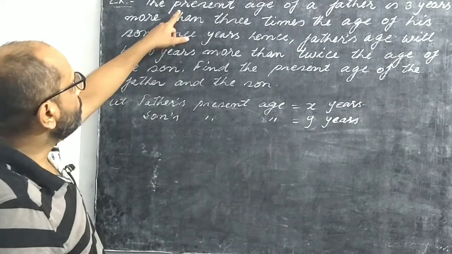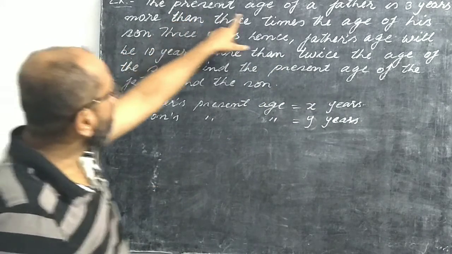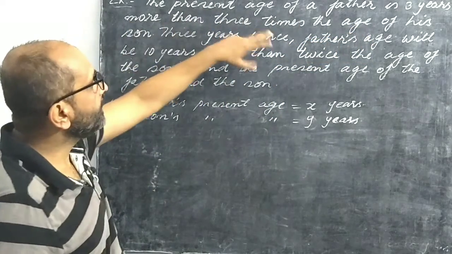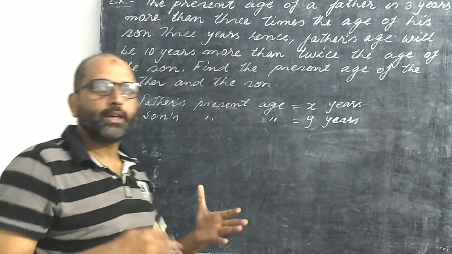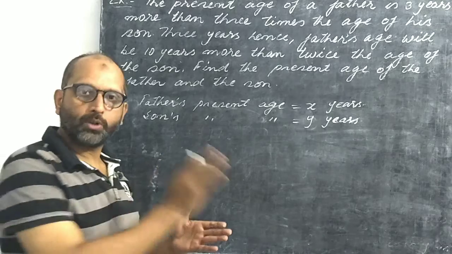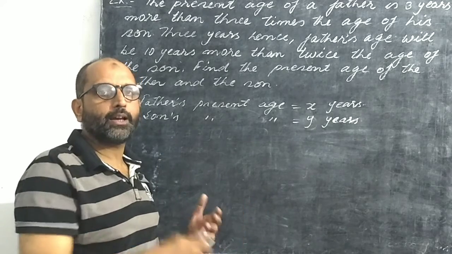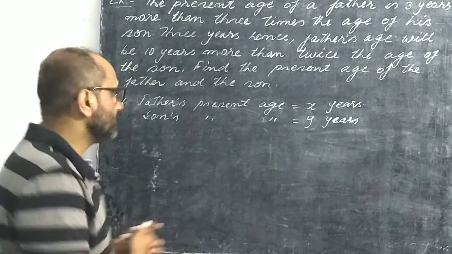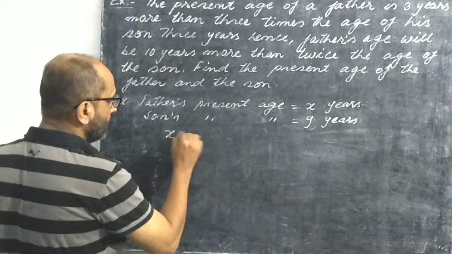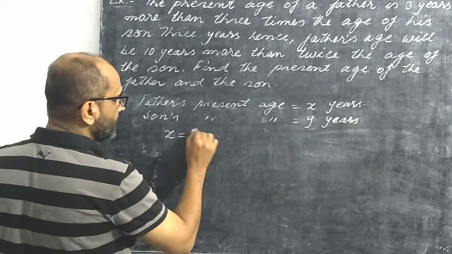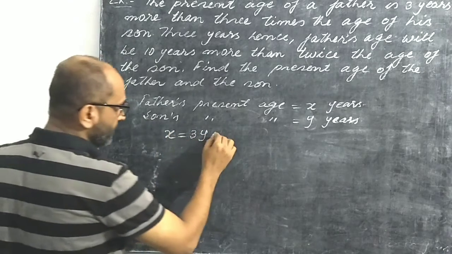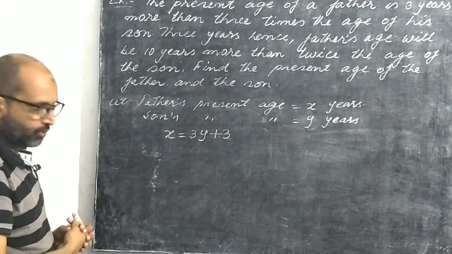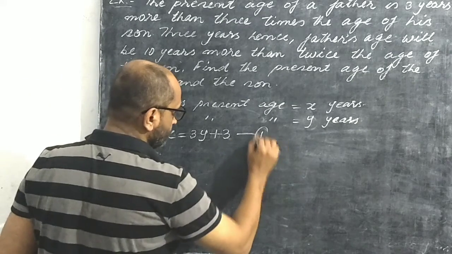So the first condition given in the problem is the present age of father is 3 years more than 3 times the age of his son. That means if we add 3 to 3 times son's age, we get father's age. Father's age is X and son's age is Y. So 3 times son's age means 3Y, and father's age is 3 years more than thrice of son's age. So we get X is equal to 3Y plus 3. Let it be equation number 1.